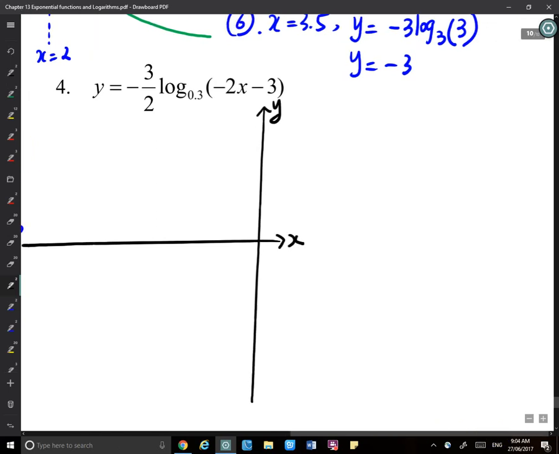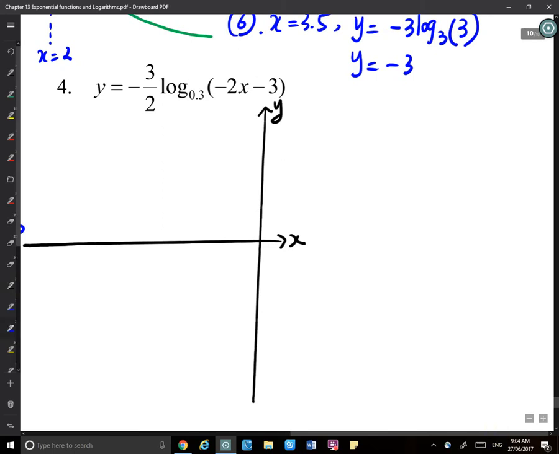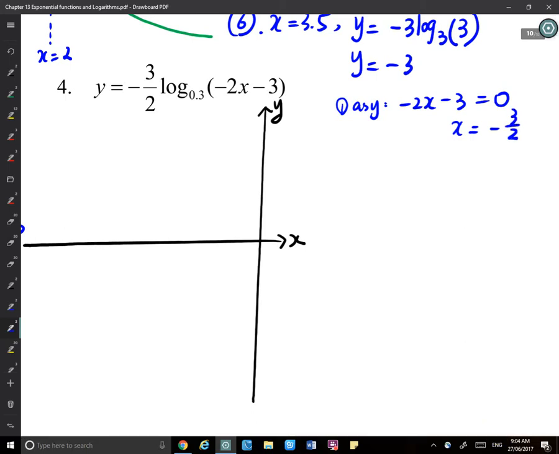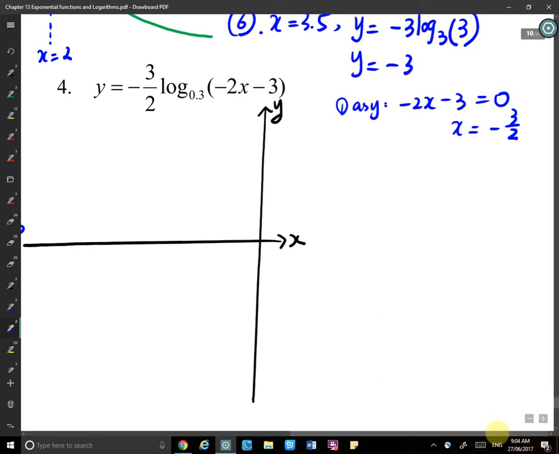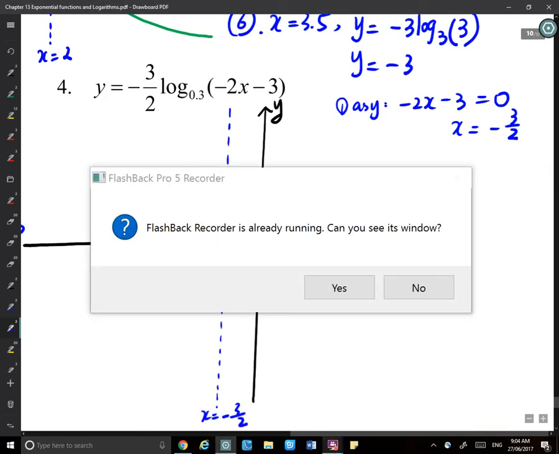My graph should look like that. Okay, so first, asymptotes. Asymptotes: minus 2x minus 3 equals 0, so minus 2x equals 3, x equals minus 3 over 2, which is minus 1.5. That is the asymptote, x equals minus 3 over 2.